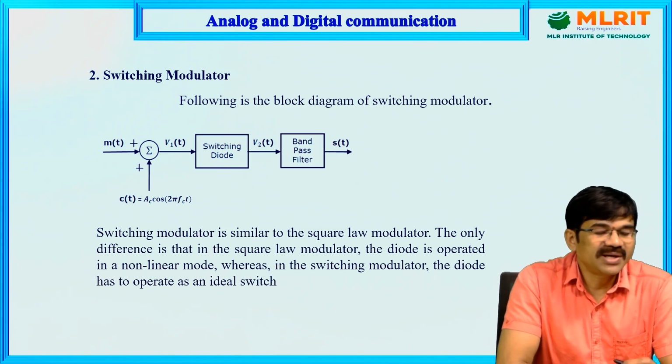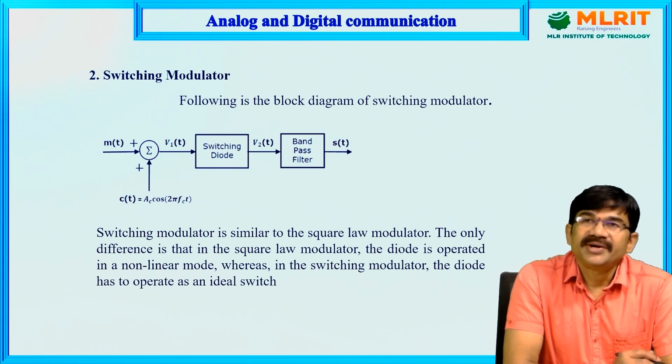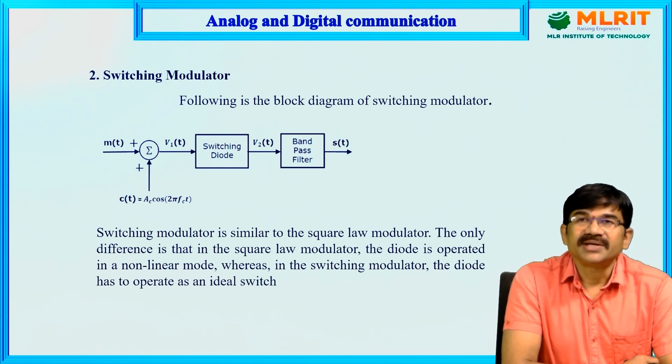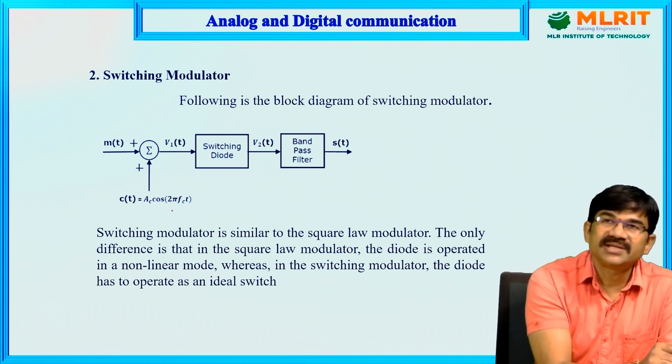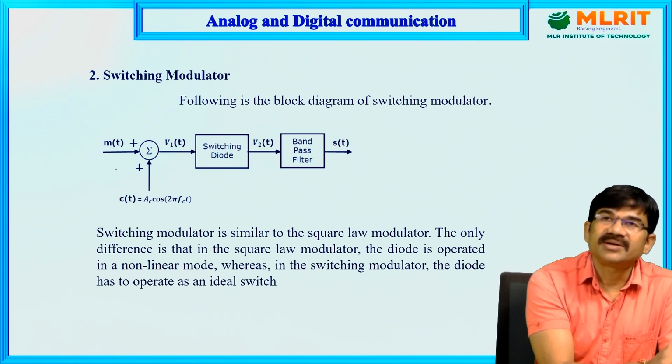So the following block diagram of the switching modulator. Here also the AM modulated wave can be generated by applying two input signals: one is the modulating signal, another one is the carrier signal. The characteristics of the carrier signal we are varying according to the information signal. The information signal I am applying here, and the carrier signal I am applying here. The carrier signal is the high frequency signal. Information is nothing but the modulating signal or baseband signal or original signal.